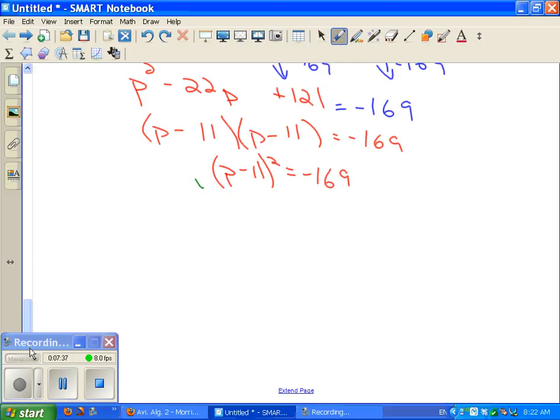So when I take the square root of both sides, p minus 11 is going to equal plus or minus. Now 169 is a perfect square. It's 13, but because there's a negative out in front of it, I'm going to get 13i. And then if I add 11 to both sides, I get p equals 11 plus or minus 13i.